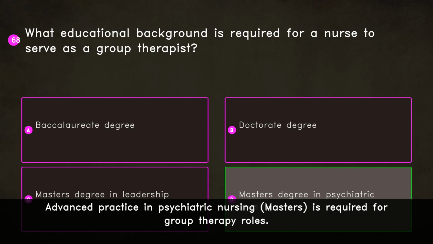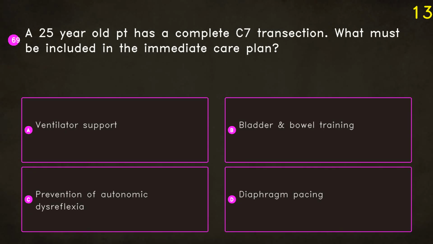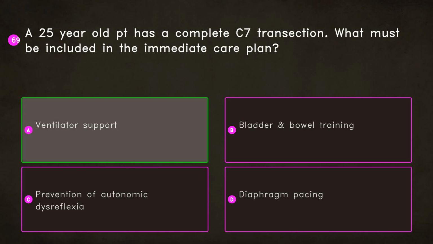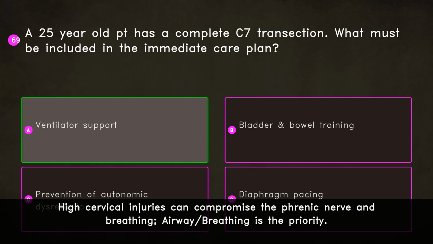Question 69. A 25-year-old patient has a complete C7 transection. What must be included in the immediate care plan? A. Ventilator support. B. Bladder and bowel training. C. Prevention of autonomic dysreflexia. D. Diaphragm pacing. The correct answer is ventilator support. High cervical injuries can compromise the phrenic nerve and breathing. Airway and breathing is the priority.